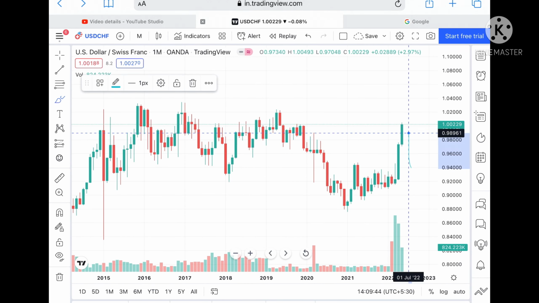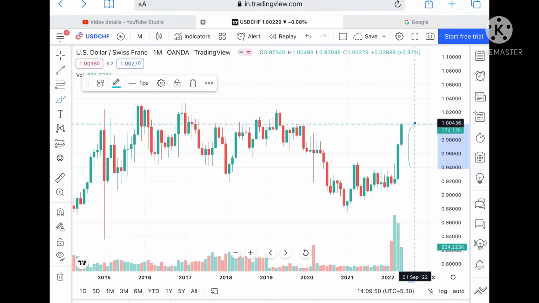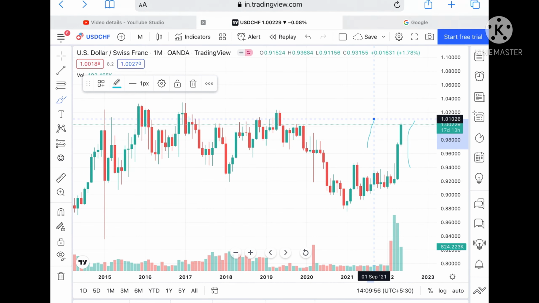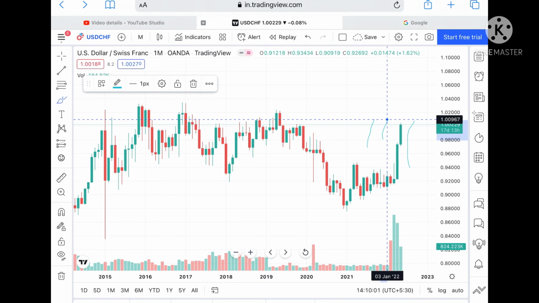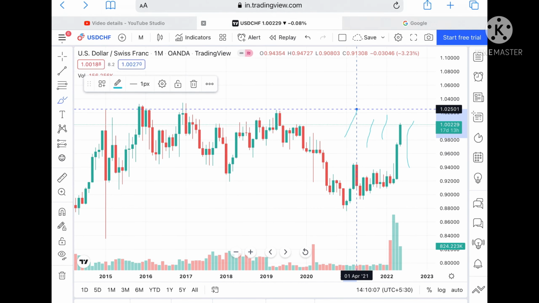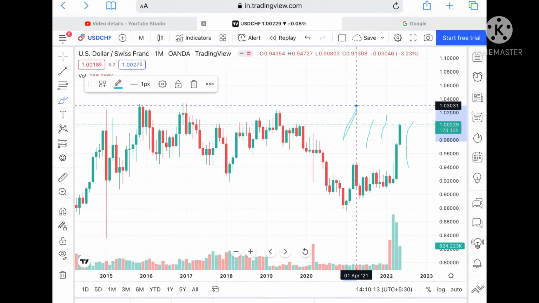Okay, suppose the price sustains this particular level, then we can see it can move further upside towards a level of 1.00436, and from there towards a level of 1.00731. Suppose the price goes up to this level, then it can touch a level of 1.0126, and from there further upside towards a level of 1.101734, and then towards a level of 1.02383.